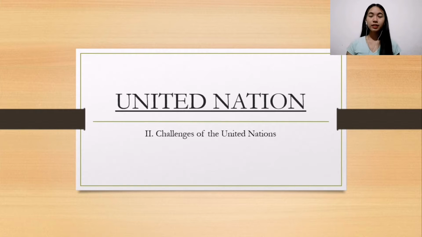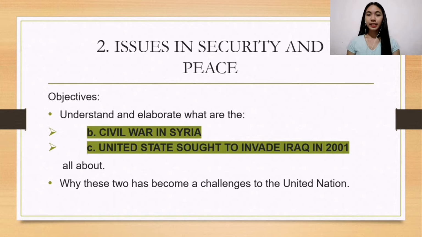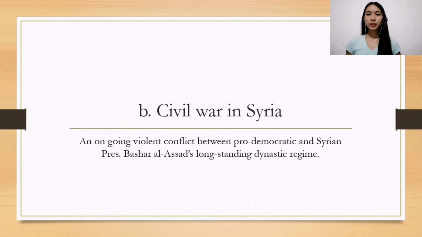So today I'm gonna discuss the continuation of the second challenge of the United Nations, which is the issues in security and peace. Our main objective here is to understand and elaborate what the civil war in Syria and the United States' attempt to invade Iraq in 2001 are all about, and why these too have become a challenge to the United Nations. So let's start with the civil war in Syria.